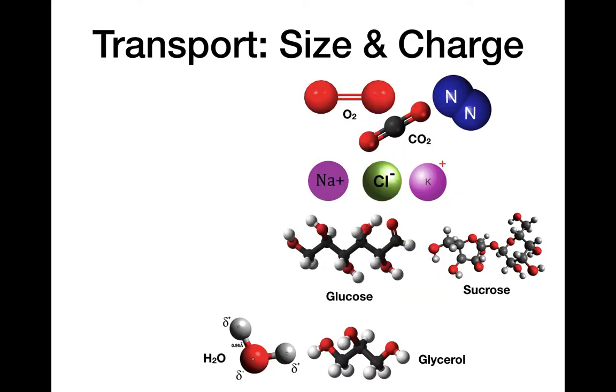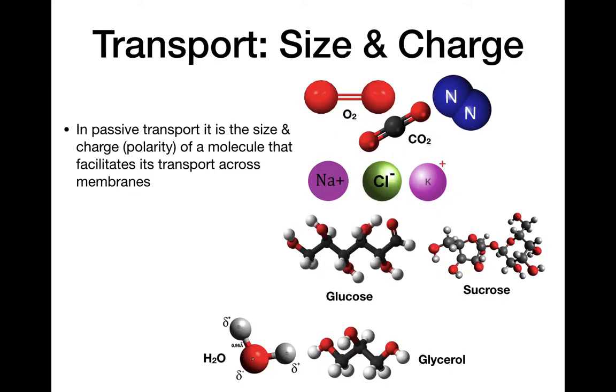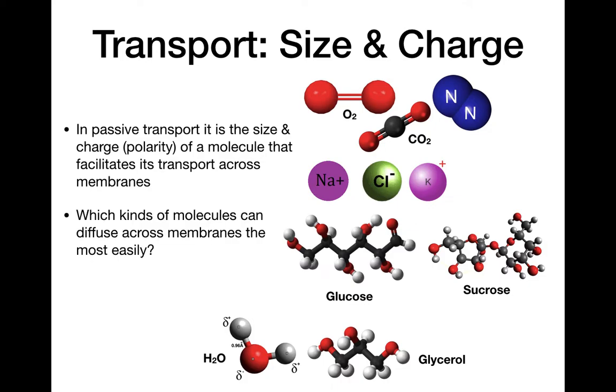Let's talk about some different kinds of molecules here and how they can move. So in passive transport, we're talking about both size and charge or polarity of a molecule that's going to allow it to move across membranes. Okay, so which kind of molecules do you think can diffuse across membranes the most easily? Big, small, polar, nonpolar. Take a minute, talk to your desk partner, pause the video, really think about this.